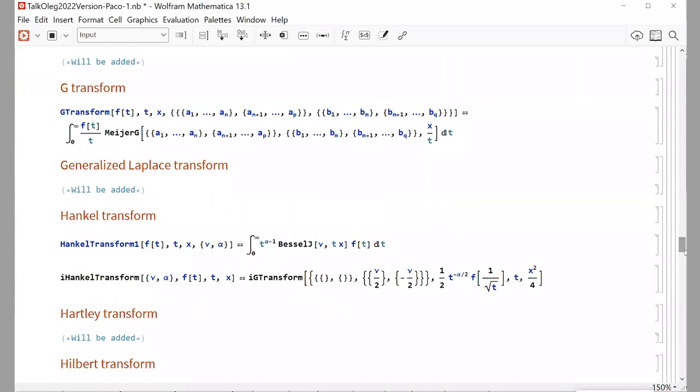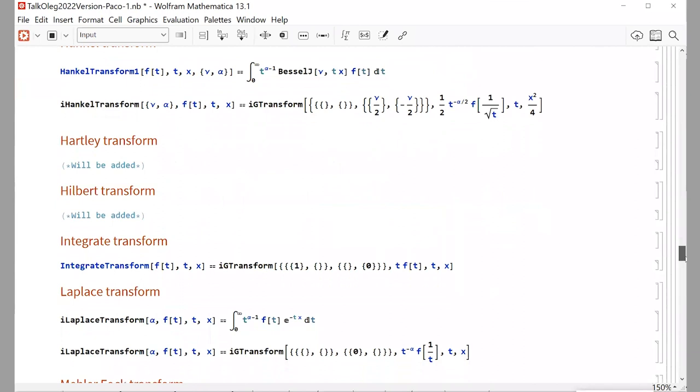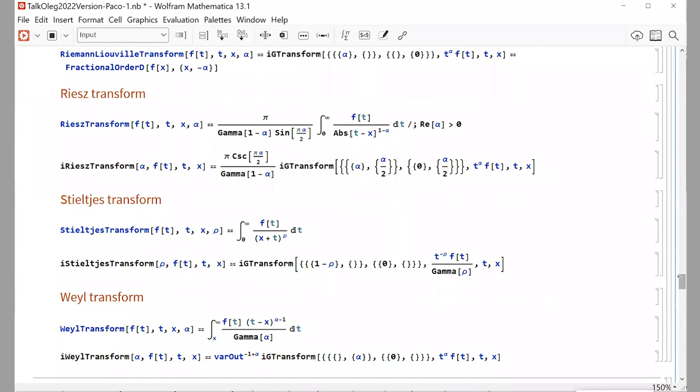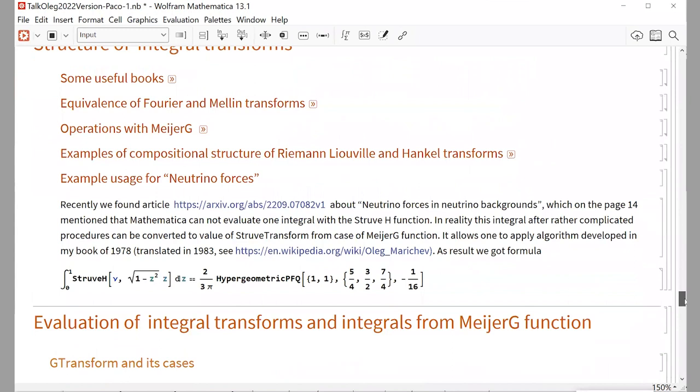I did not mention very popular transforms, for example, the Hartley transform, which is actually an extension of the sine and cosine transforms. So we have many of them, and the list of these transforms can be extended more and more.